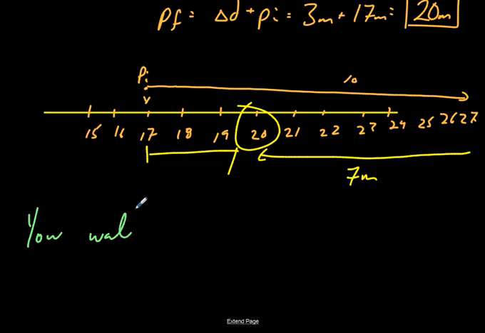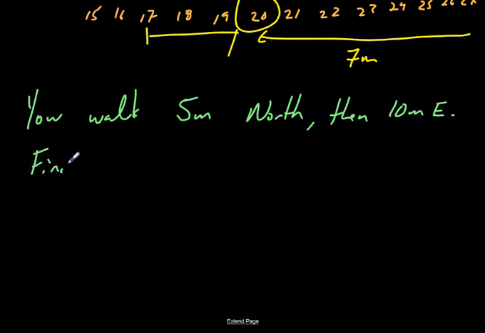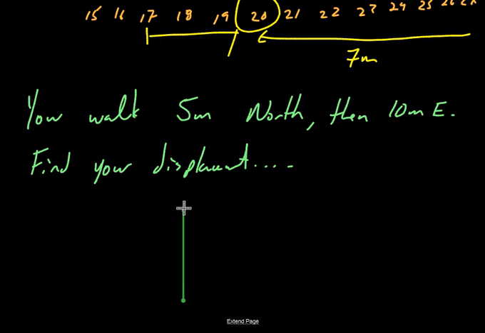You walk 5 meters north, then 10 meters east. Find your displacement. Uh-oh. So now we've got something new, okay? Now we've got a new dimension put in here. Luckily, this is going to be fairly easy for you to deal with. So you went 5 meters north, and then you went 10 meters east, right?